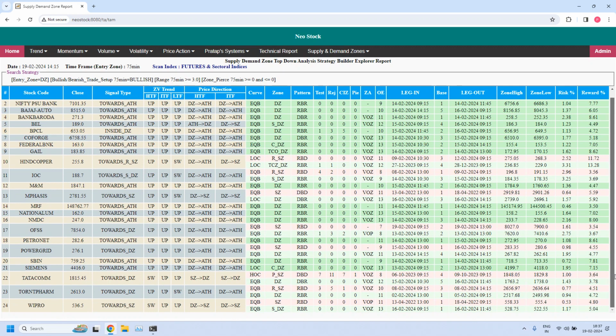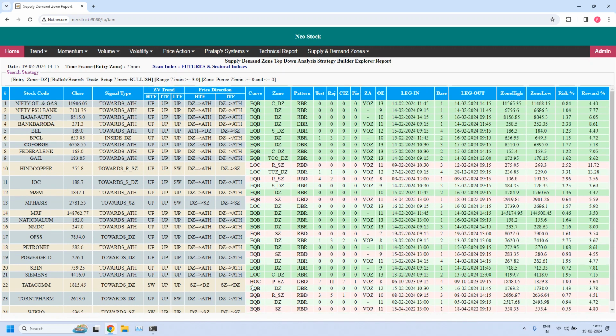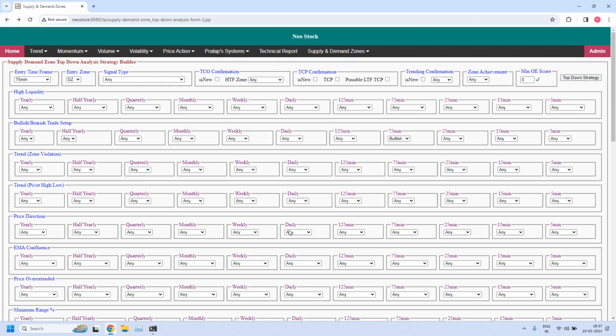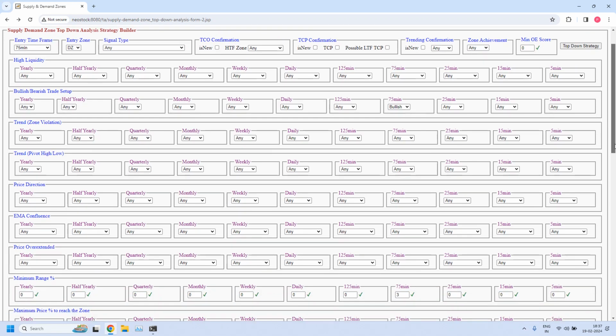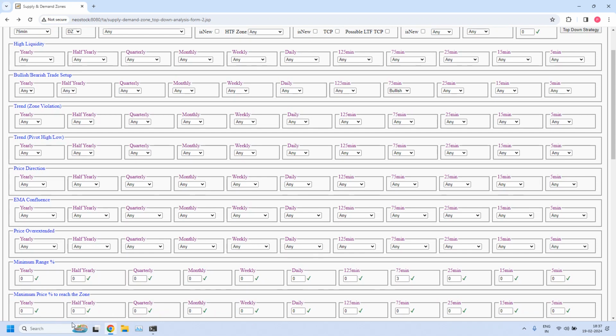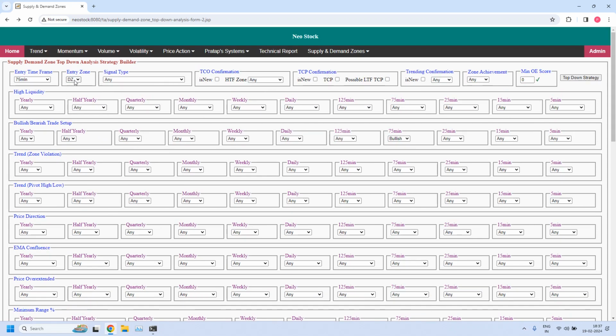Okay. Now let us find from this list how many are near to 1%, 2%, and maximum 3%. If any stocks are there near 1%, there are higher chances. Tomorrow itself you will get a trade. So let me go back. And here, maximum price percent to reach the zone at 75 minutes, I am setting the value 1. So within 1% to reach the zone. Which zone? Demand zone, because the entry zone we selected is a demand zone.